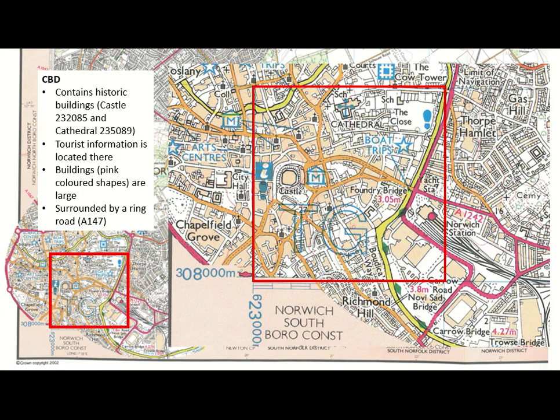Next thing I asked you to spot was in the CBD, evidence that tells you it's the CBD. So in this grid square, okay, this is the grid square we're looking at, it's got the castle, which is at 232085, and the cathedral as well, which is here at 235089. Tourist information's there. That's another big clue that it's a central business district. The buildings are large buildings, suggest that an inner city or CBD area, and it's surrounded by a ring road. You can see there's a ring road that goes all the way around the city of Norwich, the CBD area. So there's lots and lots of evidence that tells us this is the CBD. I even mentioned the train station, which goes there as well.